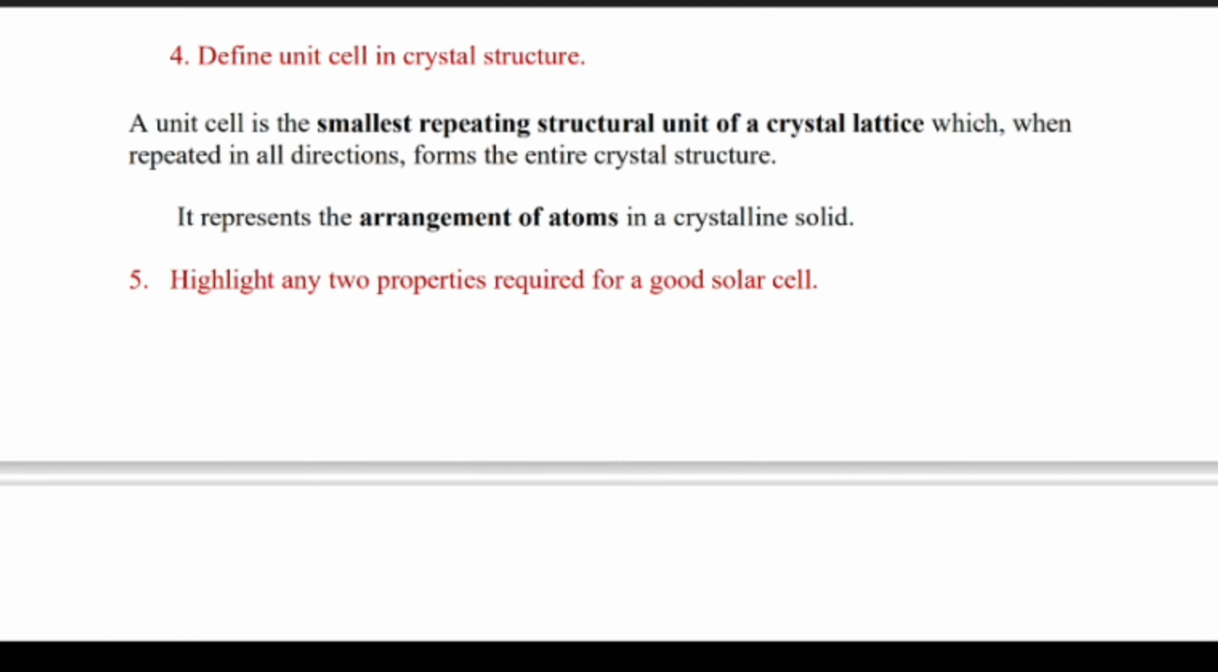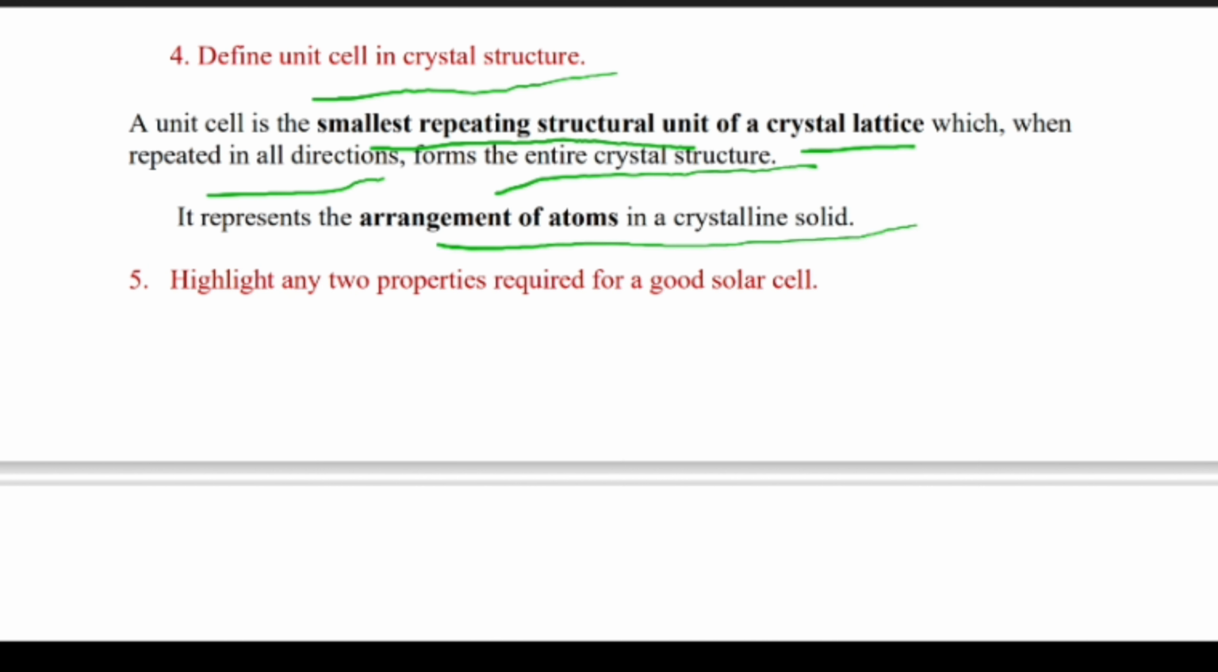Next is: define unit cell in a crystal structure. What do you mean by unit cell? As the name indicates, it is the smallest repeating structural unit of a crystal lattice. When repeated in all directions, it forms the entire crystal structure. It represents the arrangement of atoms in crystalline solids.